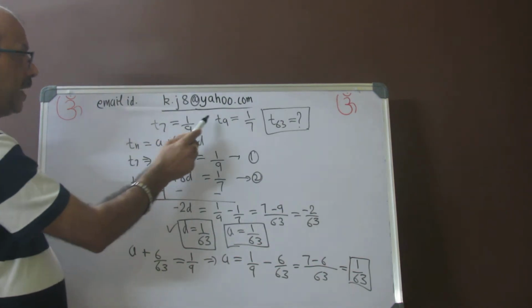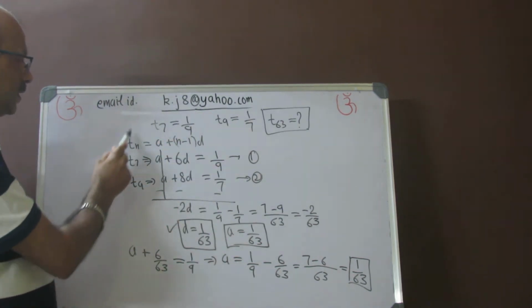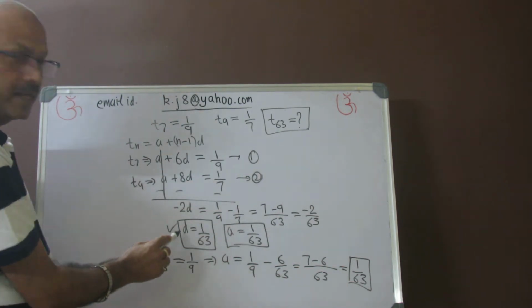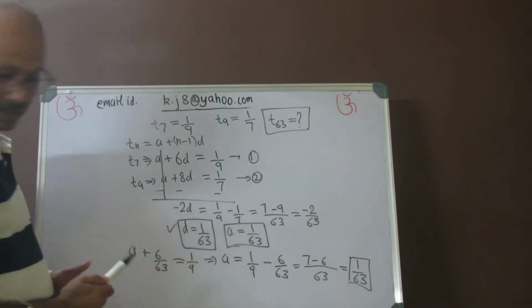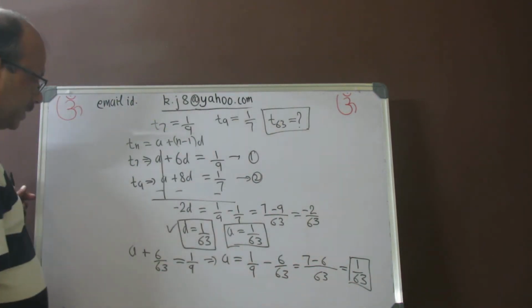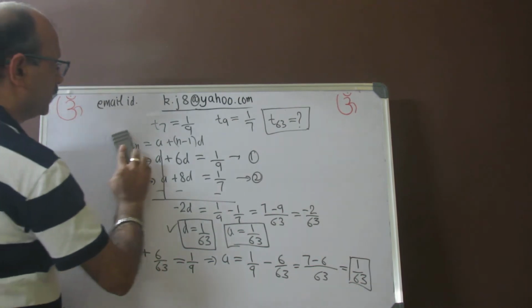Let us quickly recap. T7 given as 1 by 9, T9 given as 1 by 7. We just put the values in the formula and solved it. We got D equals 1 by 63, A equals 1 by 63. Now we are supposed to find T63. So let me rub this off.